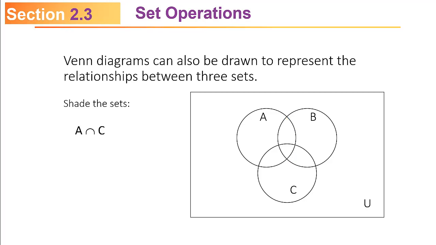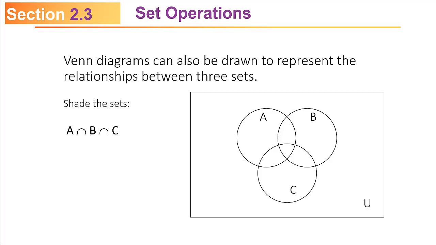If I wanted to shade the intersection of A and C, I would have that, again, that football shape that represents the overlap between A and C. And if I wanted to shade B intersects C, I would take the overlapping region between the sets B and C, and that would be B intersects C.